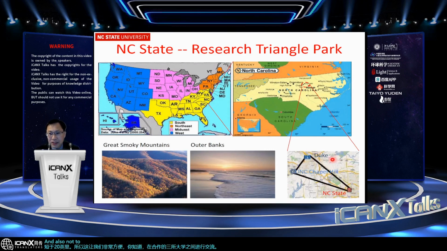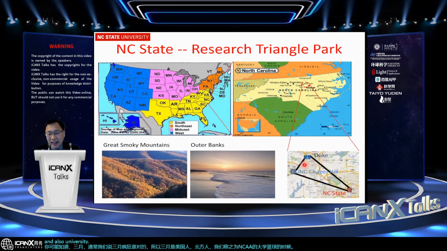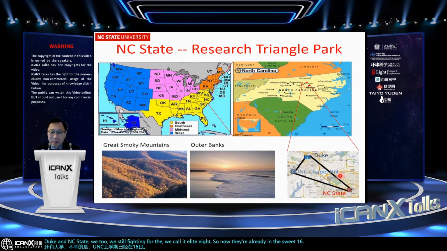And not just research here in the Research Triangle Park, these three universities are also very well known for their sports. You probably know March, usually we say March Madness, right? March is the time of the NCAA university basketball tournament. All three universities were already in the round of 64, but unfortunately UNC lost last night. Duke and NC State are still fighting for what we call the Elite 8. They're already in the Sweet 16, and we're trying to get to the Elite 8. This is not easy, right?